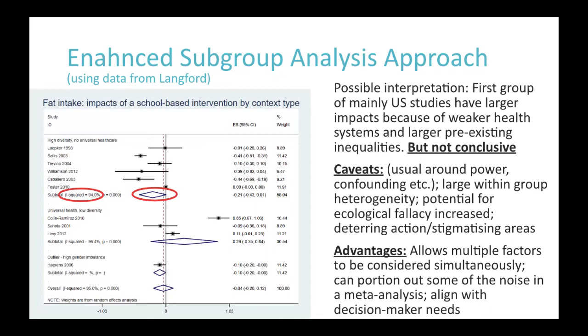And we did see some impact that the first subgroup did appear to be associated with a larger decrease in fat intake. And the possible interpretation here was that these were mainly US studies, and they may have had larger impacts than some of the trials conducted elsewhere because of differences in health systems and larger pre-existing inequalities. But we also saw that this model didn't produce conclusive results. There was some overlap in the subgroups. And next slide, please.